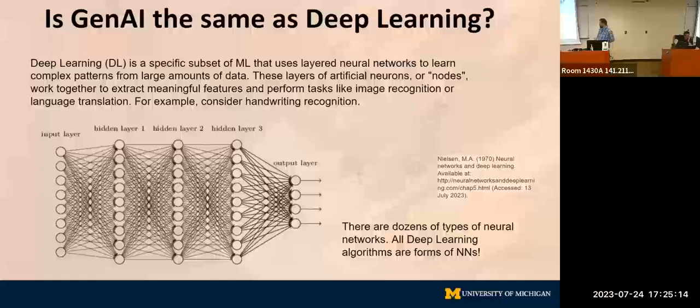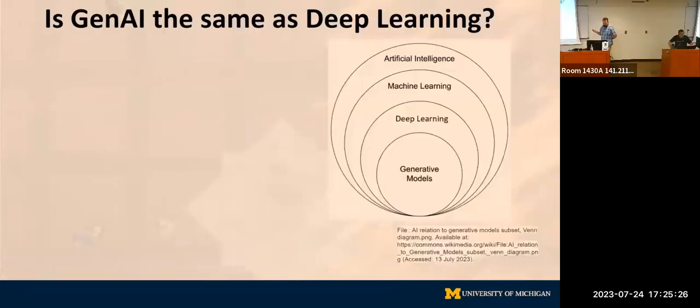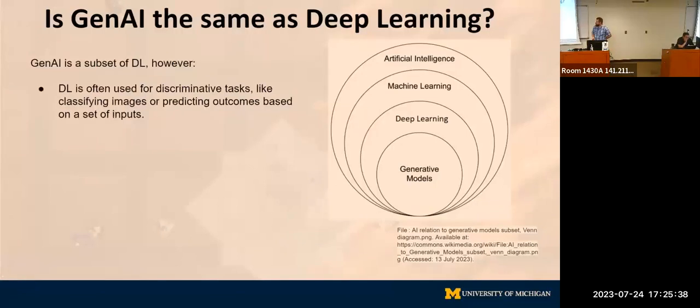So there are dozens of types of neural networks. All deep learning algorithms are forms of neural networks, and all generative AI is a form of deep learning. So that can be shown in this plot, right? So this is kind of what I keep saying over and over, that AI is this outer sphere here, then we have machine learning within it, deep learning within that, then Gen AI within that. So Gen AI is absolutely a subset of deep learning.